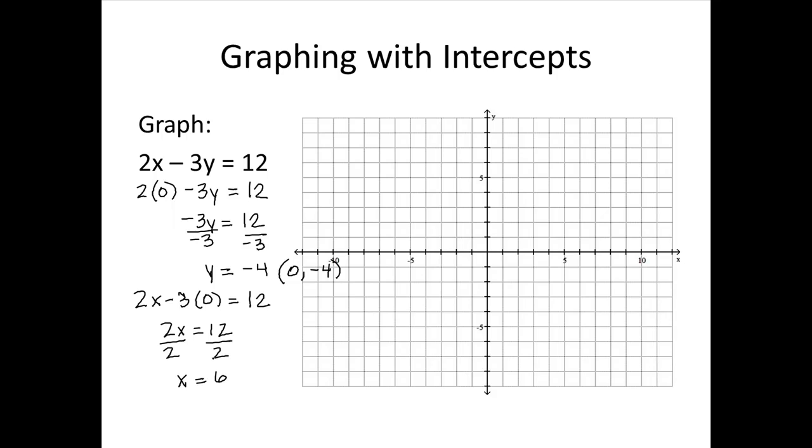Now remember, when you write this ordered pair, we plugged in 0 for y. We solved for x. So the x-coordinate is 6, the y-coordinate is 0. That's our x-intercept. If we plot these 2 points, the y-intercept is negative 4, so on the y-axis we go down to negative 4 and put a point. The x-intercept is positive 6, so on the x-axis we go over to positive 6 and put a point. Now we draw the line. We put an arrow on both ends to show that it continues infinitely in both directions, and that's our graph.